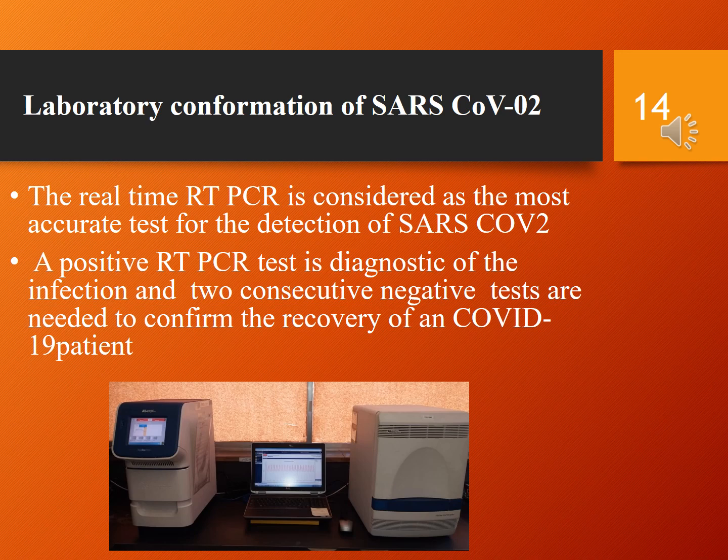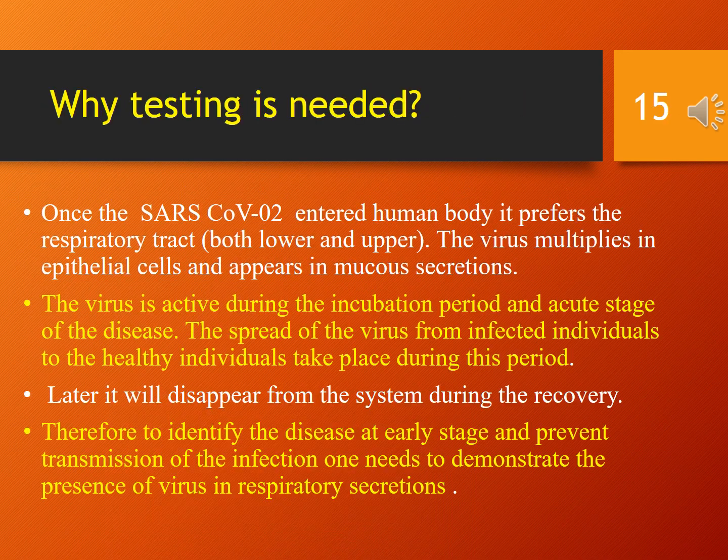Laboratory confirmation of SARS coronavirus 2. The real-time RT-PCR is considered the most accurate test for the detection of SARS coronavirus 2. A positive RT-PCR test is diagnostic of the infection, and 2 consecutive negative tests are needed to confirm the recovery of a COVID-19 patient.